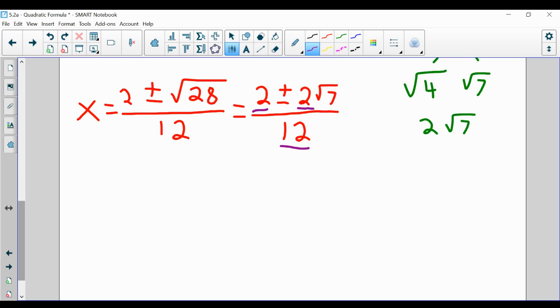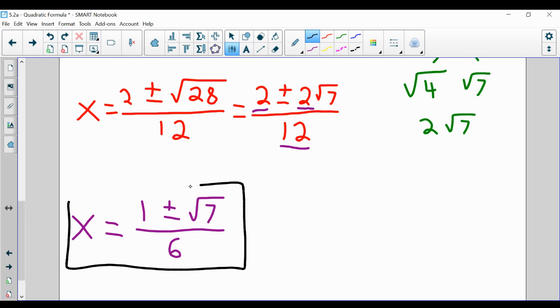And so to simplify this completely, for our final answer, we would say x equals, well, 2 divided by 2 is 1, plus or minus, again, 2 divided by 2 is 1 again, so it's 1 times root 7, which we would just write as root 7. And then in the denominator, 12 divided by 2 is 6. So this actually is our final answer.